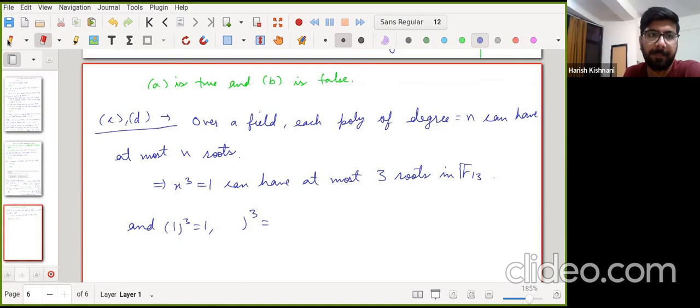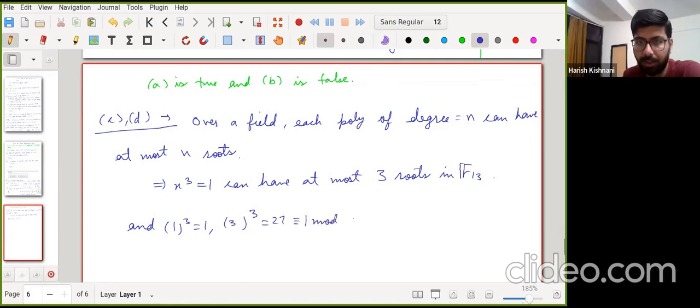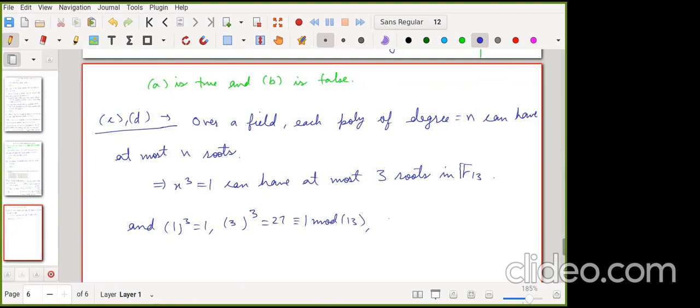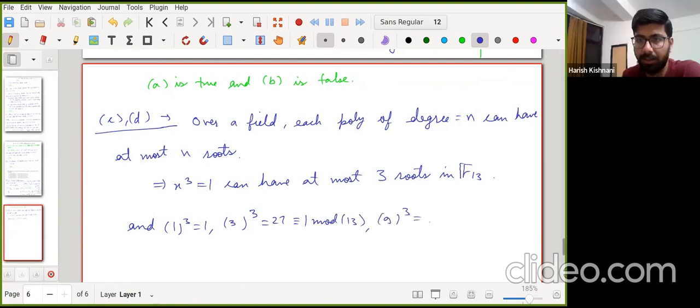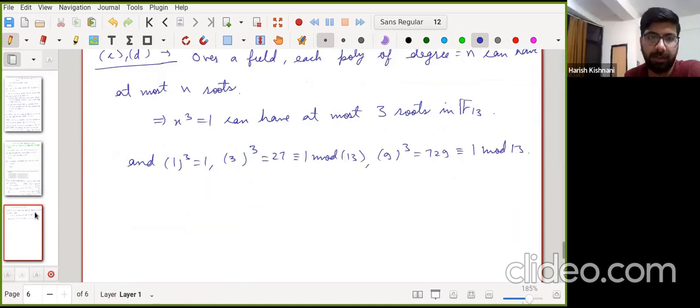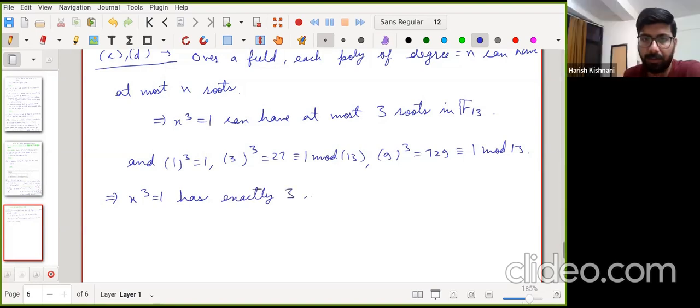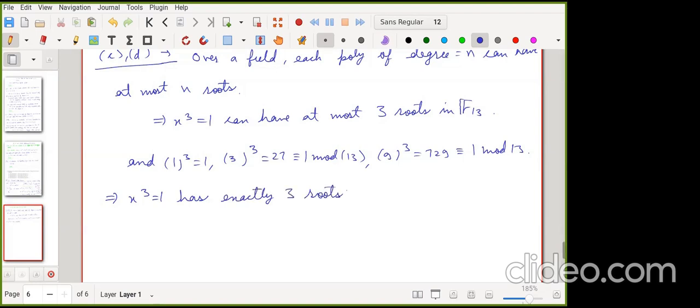So 3 cubed is 27, which is 1 mod 13, and 9 cubed is 729, which is also 1 mod 13. So this implies x^3 = 1 has exactly these roots in F13.